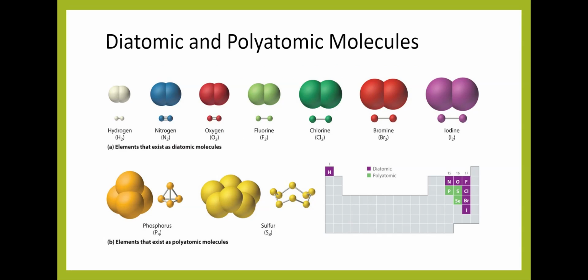Okay, so if we look, here's just a quick picture showing them and kind of where we see these atoms the most. That first row of all those atoms bonded together, that is going to be the diatomics, and then down below we have the polyatomic atoms.